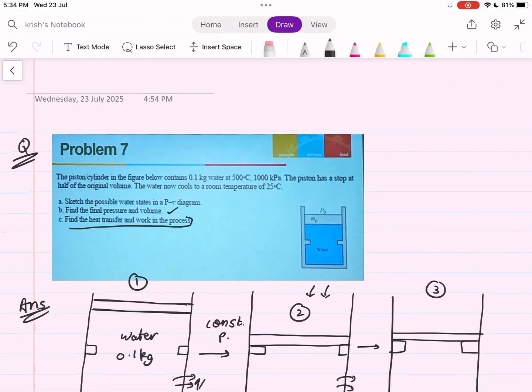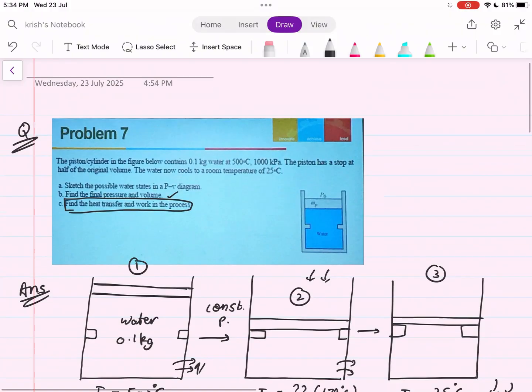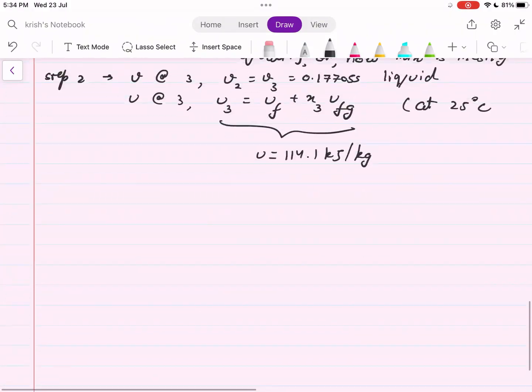Find the heat transfer and work in the process. Okay, so this is where we have to use the first law of thermodynamics. Delta Q equals delta U plus W. In this equation, we do not know Q and we do not know W. Fortunately for us, W is quite easy to find.